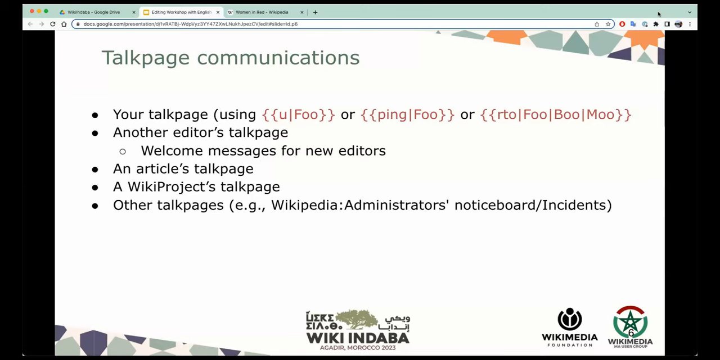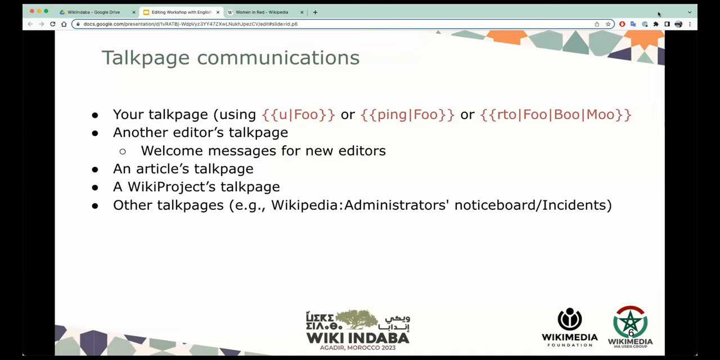So I wanted to touch briefly on talk page communications. There's a lot of ways that people can communicate with you on Wiki. And I'm a big fan of keeping all the conversations on Wiki instead of on Facebook, on Telegram, on email, on all the things that are not on Wiki, if you're talking about content on English Wikipedia, okay? So we'll start with your talk page. I don't think I can demonstrate how to get to your talk page, but the editor should know how to get to your talk page.